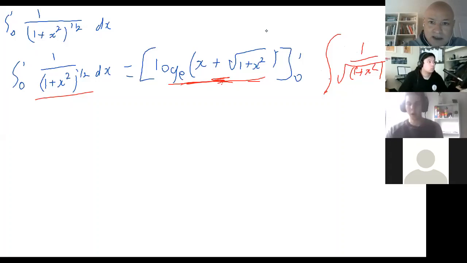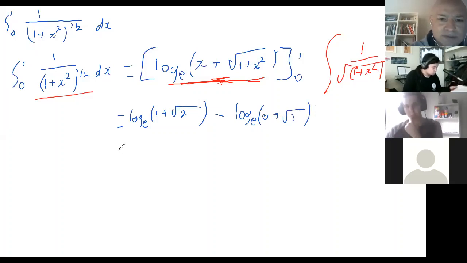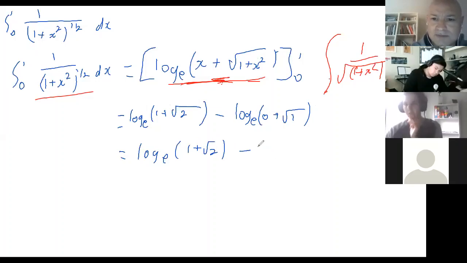Okay. Now it's a matter of just putting in our 1 and then our 0. So we've got log e of 1 plus the square root of 1 squared plus 1, which is 2, so square root of 2, minus log e of 0 plus the square root of 1. Which gives me log e of 1 plus the square root of 2, minus, square root of 1 is 1, plus 0 is still 1, log e of 1.